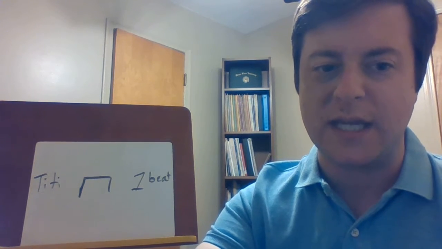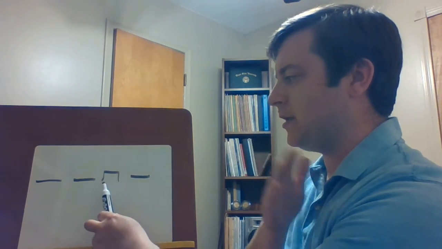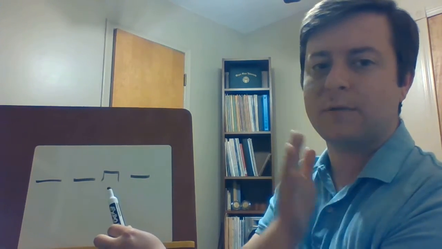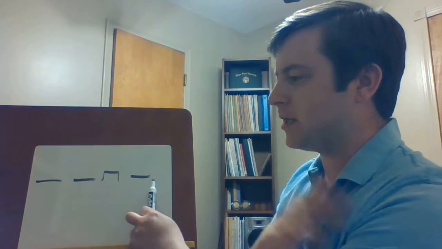Let's look at the Titi in a rhythm already written out. Here's our Titi in a 4-beat rhythm. If we were to pat and be at this speed of beat, we could say it like this. Ta, ta, ti, ti, ta. Say that with me. Ready and go. Ta, ta, ti, ti, ta.